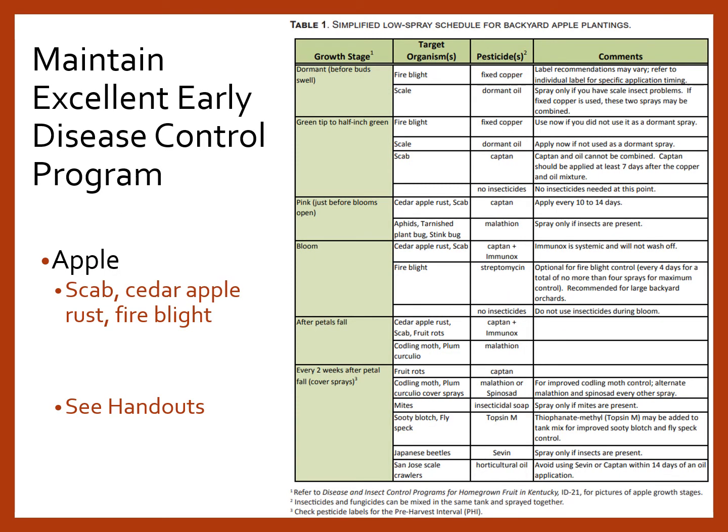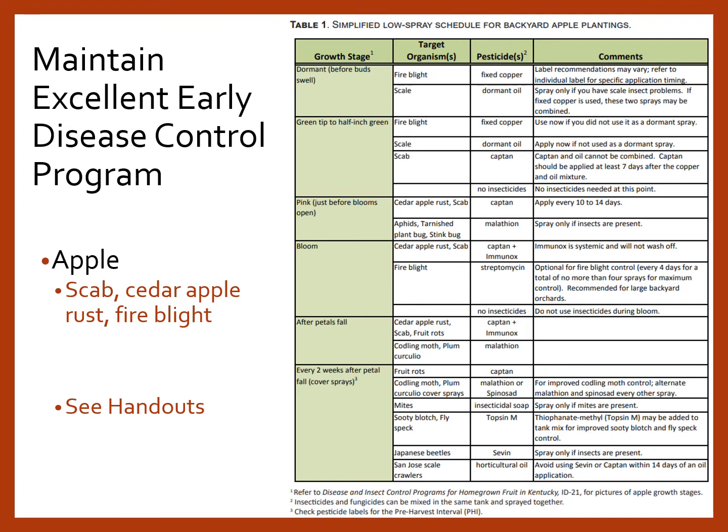So here is our simplified low spray schedule for backyard apple plantings. This is a simplified spray schedule that'll get you really good apples without having to do the 30 or 26 cover sprays in a season. First off, we want to start with making sure that we plant the right variety. By the right variety, we mean the ones that are resistant to as many diseases as possible, especially scab. But if you can get cedar apple rust and fire blight resistance as well, that's great.